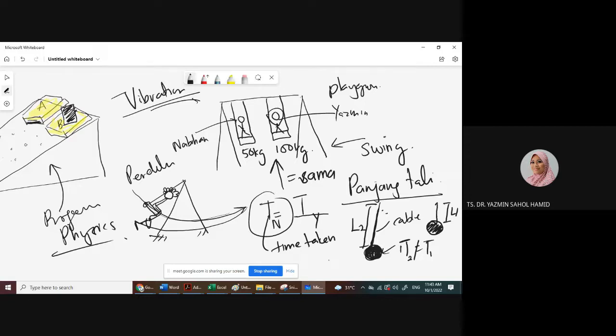Tapi yang membezakan apa, Nabihan? Panjang kali. Sebab dalam equation pendulum, the length is what is important.